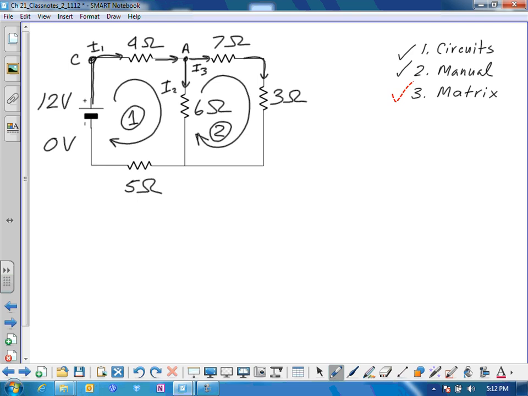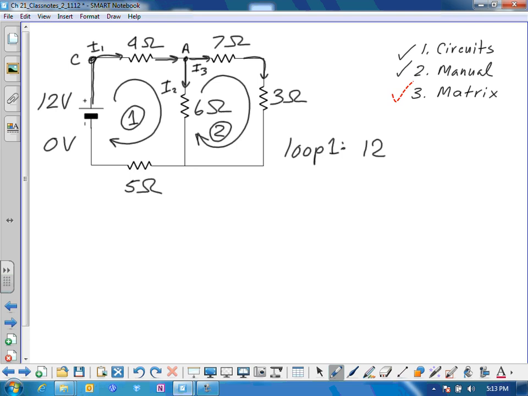So where do we begin here? Let's take a look at loop 1. We're going to write down loop 1, and we're going to apply Kirchhoff's rules to it. Kirchhoff's loop rule says that the voltage drops across the entire loop must be 0. Starting at the power supply, as we cross the power supply, we have a positive drop from 0 to 12.